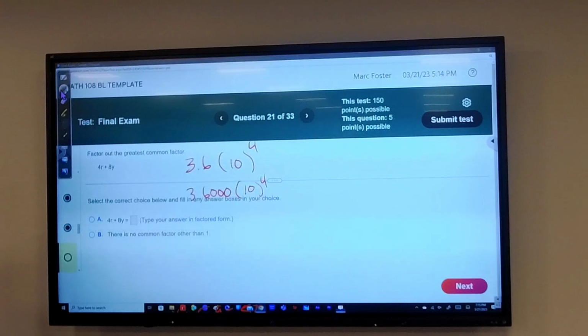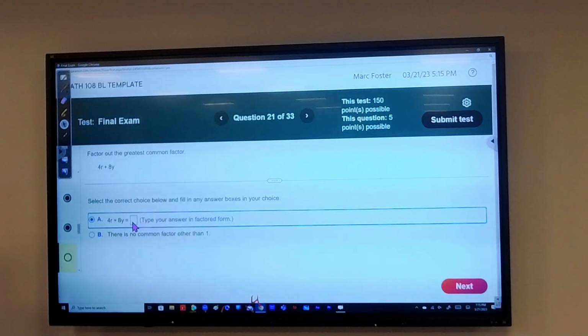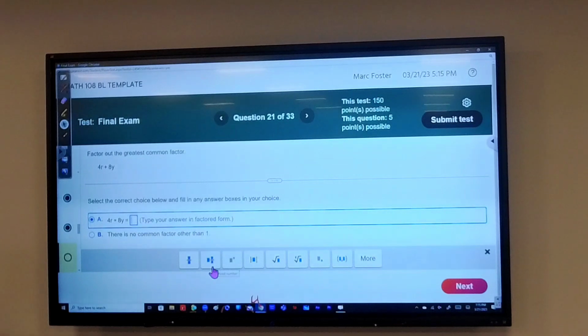Factor out the GCF. Oh, that's an easy one. They want us to type the answer in factor form. What should I say? 4 times, plus 2y.